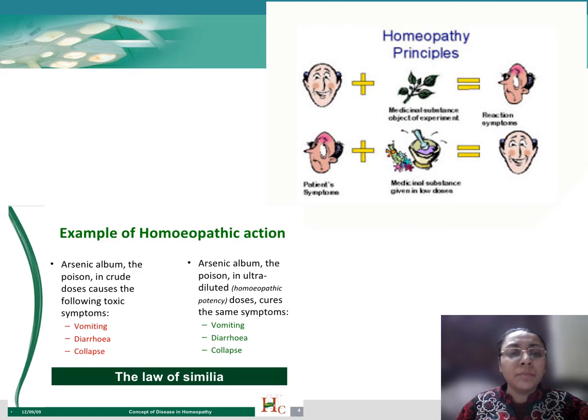For example, Arsenic album, if given in crude dose, causes toxic symptoms like vomiting, diarrhea, collapse. But when arsenic is given in a homeopathic potency and dose, it cures the same symptoms of vomiting, diarrhea and collapse. This is how our law of similia works.